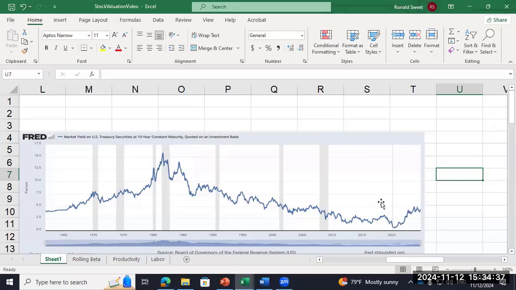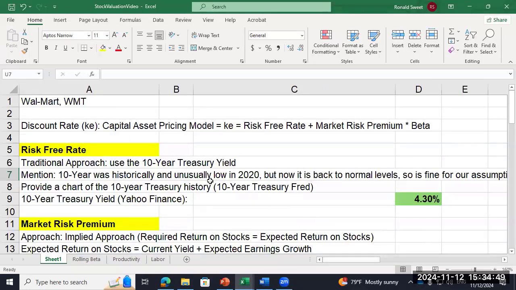So we got the unusual levels. If you're writing back in 2020, you would probably have to adjust your risk-free rate to reflect the fact that we're in just an unusually low period of time. But the first part, the risk-free rate, is much simpler now.